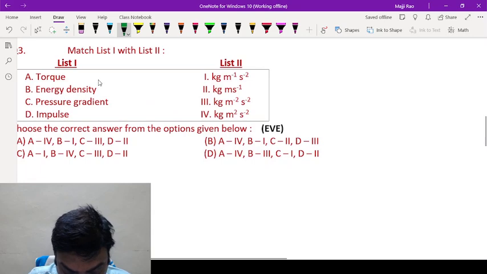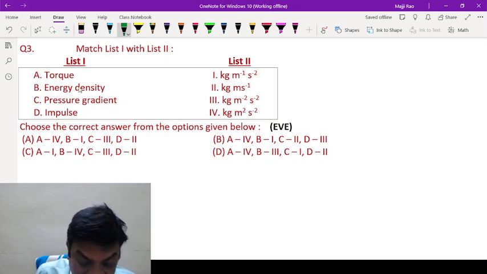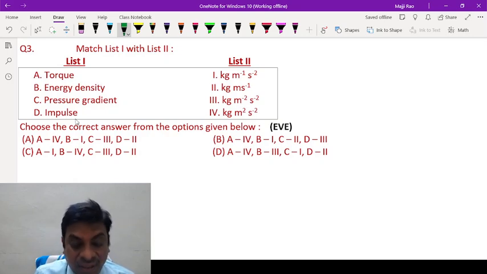Here again you have a match the column type. You have to match list 1 with list 2. And you can see list 1 has certain physical quantities, whereas list 2 has the corresponding SI units in terms of fundamental units, that is kg, meter and second.